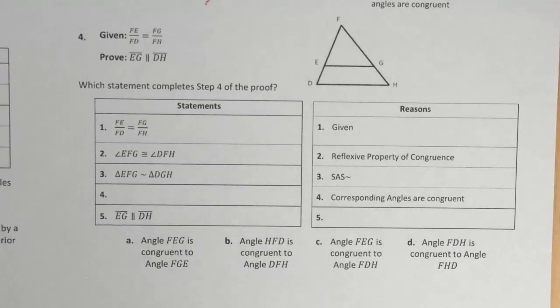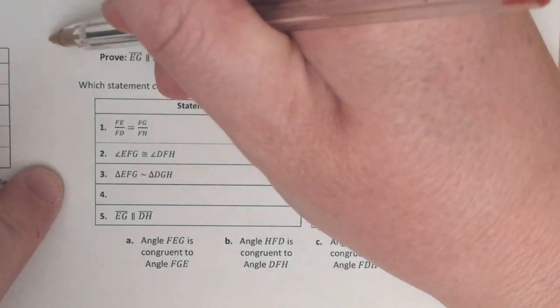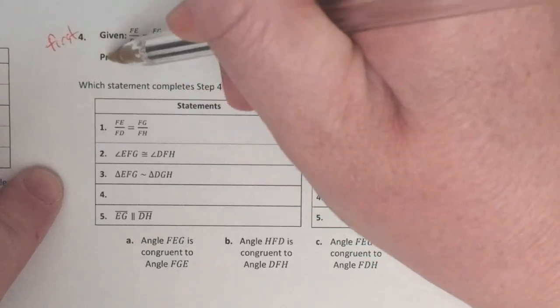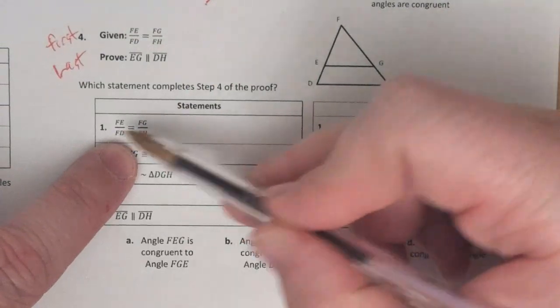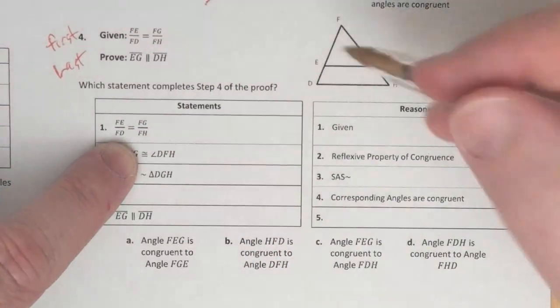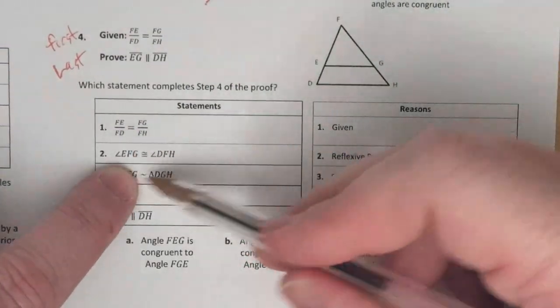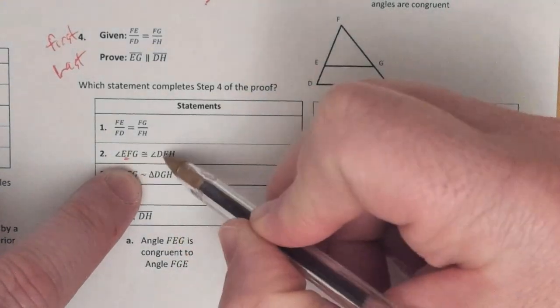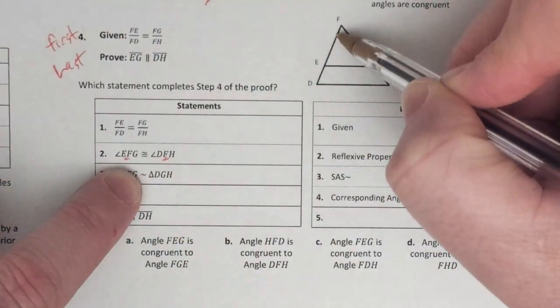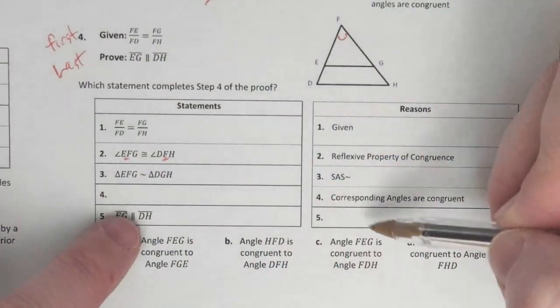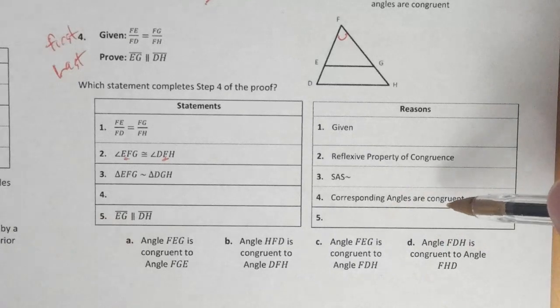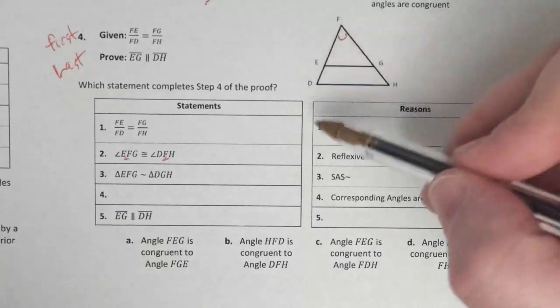Okay, so number 4. All right, so for number 4, we have this. Remember, the given is always the first thing you do, and what you're trying to prove is always the last thing you do. All right, so this is given. Awesome. Nothing to mark there. This right here says, hey, these angles are equal. So F is equal to F, so that's this right here. And then these triangles are similar. Awesome. Okay, and then corresponding angles. What are corresponding? So that's like a copy-paste job, right?